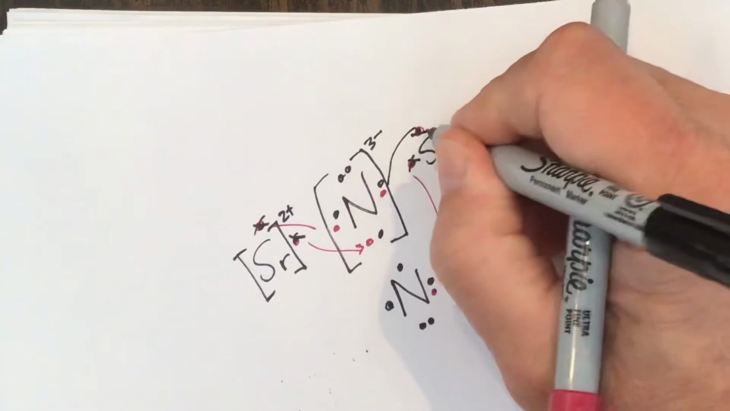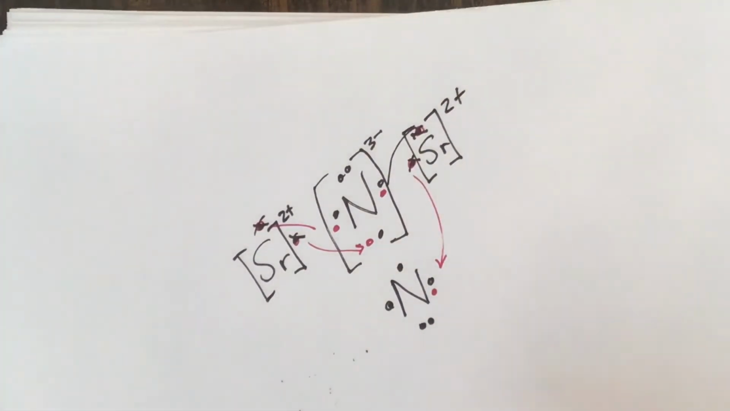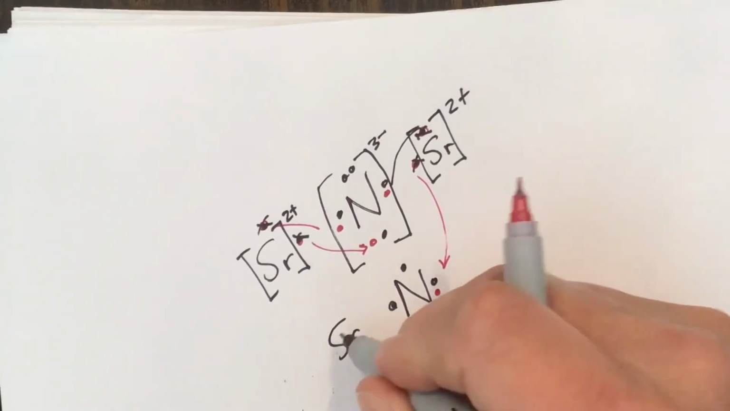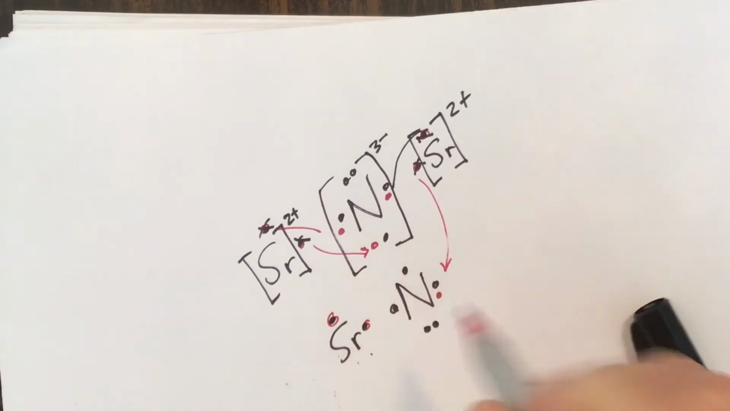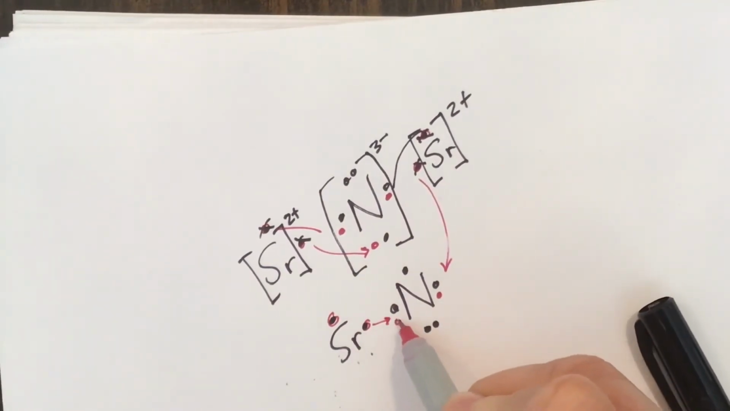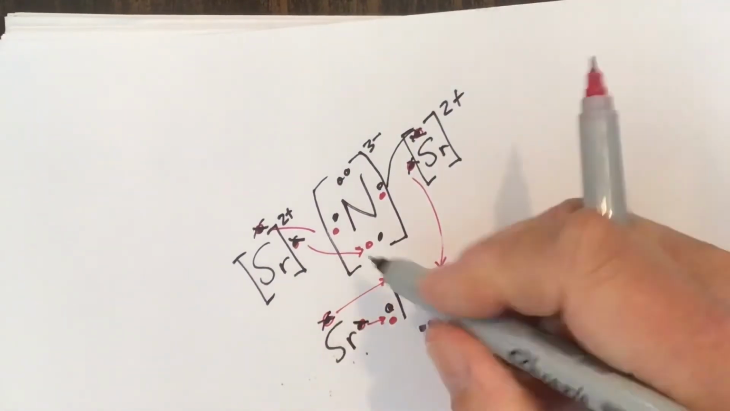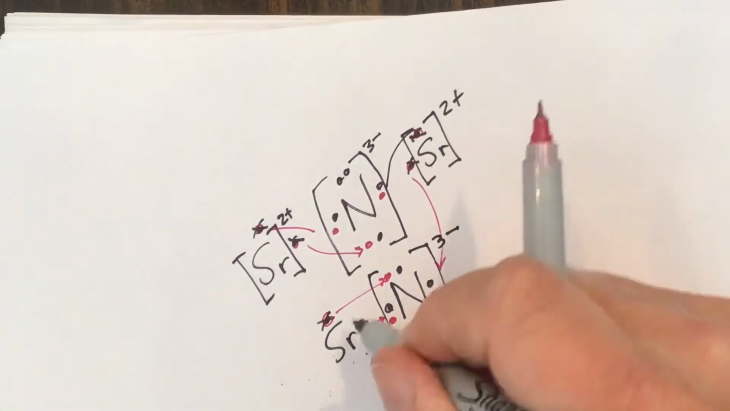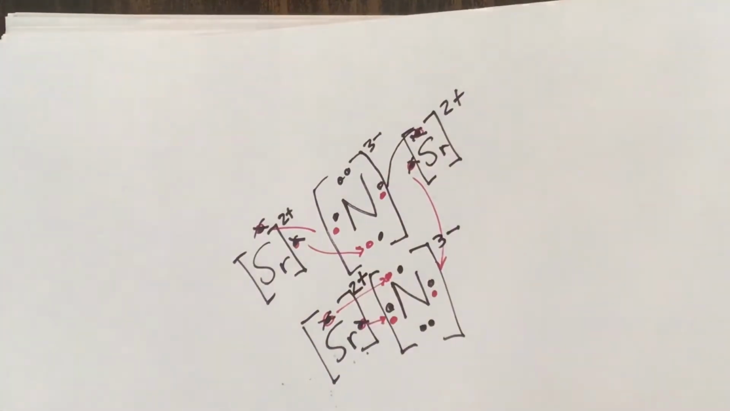So now this strontium has lost its electrons, and it's now a +2. But wait, we still need 2 more electrons there. What are we going to do? That's right, we're going to get another strontium, and it's going to bring its 2 valence electrons there. And that one goes there, and that one goes there. Now, gone, gone. Nitrogen is full, and it has a -3 charge. And this strontium has lost both its electrons, so it is a +2.